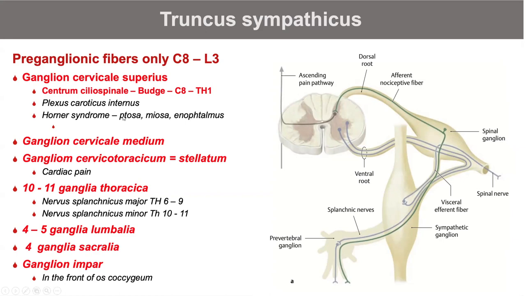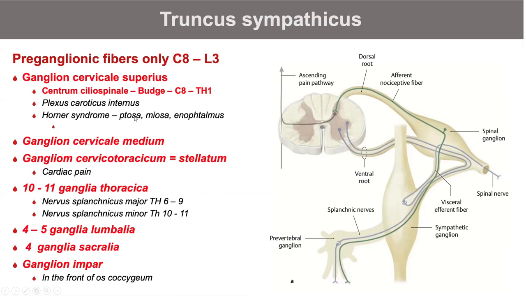Those are the triad of the Horner syndrome that is extremely important. It's the symptoms and signs of Horner syndrome, which is a damage of the sympathetic center at this C8-T1, the ciliospinal center. It means damage of the orbitalis muscle, enophthalmos; damage of the dilator muscle of the pupil, miosis; damage of the tarsal muscle, dropping of the eyelid, which is the ptosis.